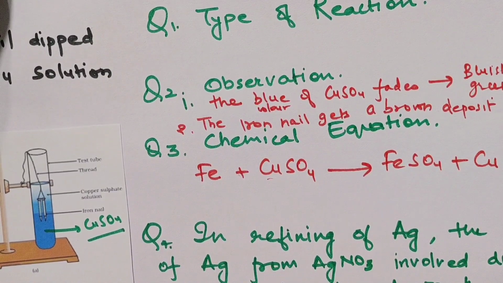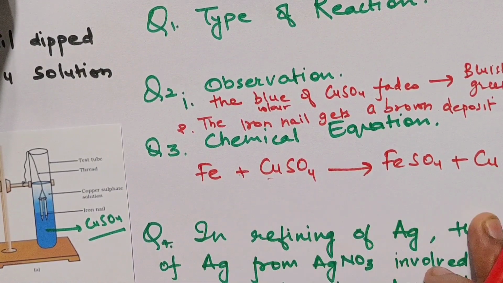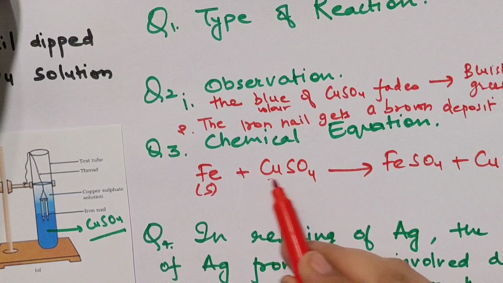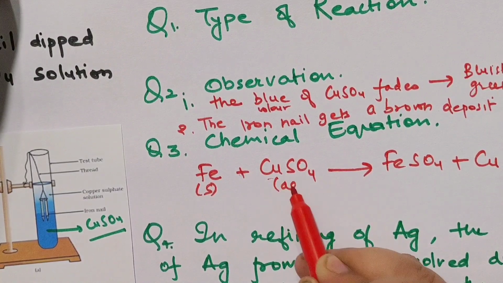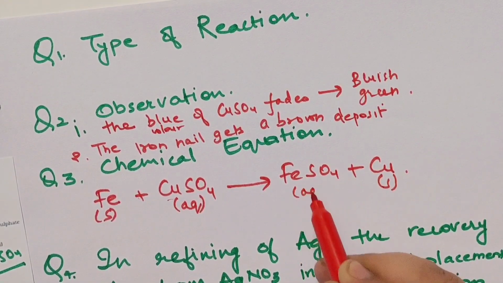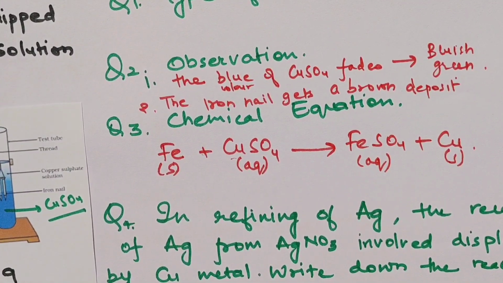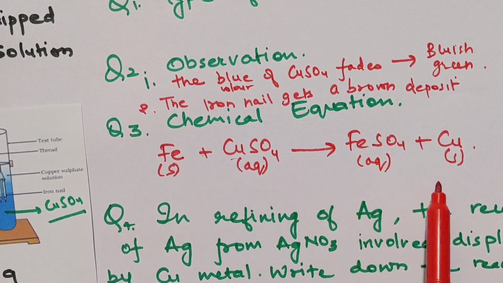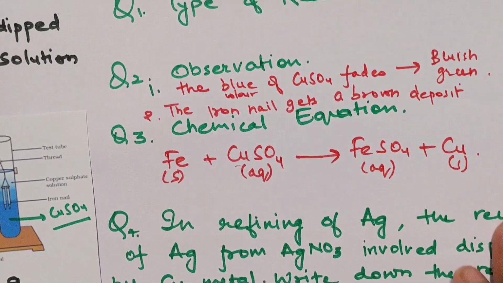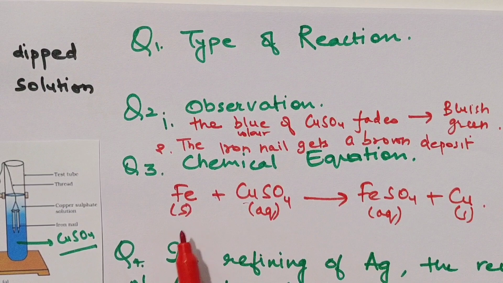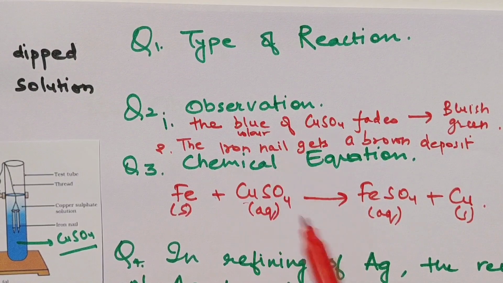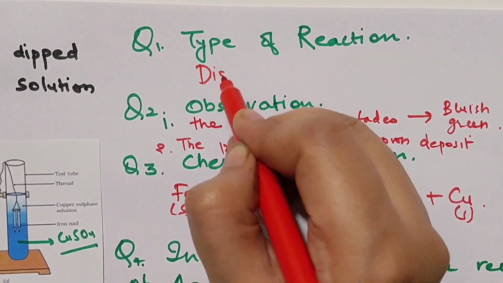Now, very important and very easy to write are the states here. Since we have a metal, this would always be solid. Since this copper sulfate is dissolved in water, it would always be aqueous. Here also, the metal would be solid and the solution would be aqueous. So for all these kinds of reactions where displacement occurs, it's very easy to remember the states. Now let's talk about the type of reaction. We saw that one metal displaced the other metal from its salt solution. So obviously this reaction is a displacement reaction.